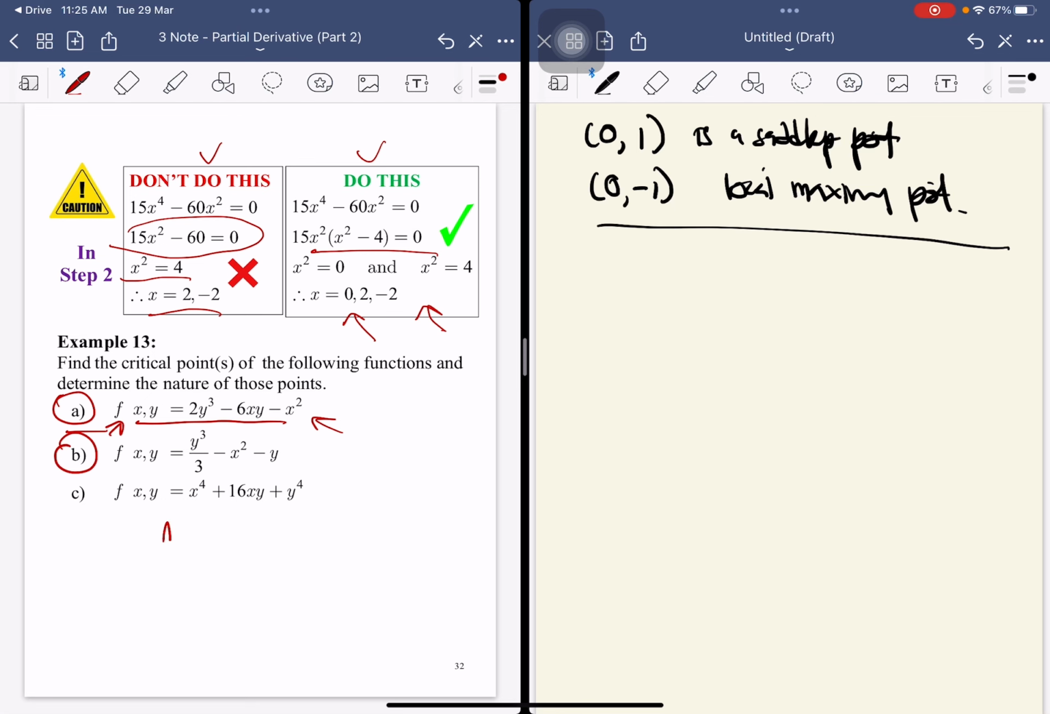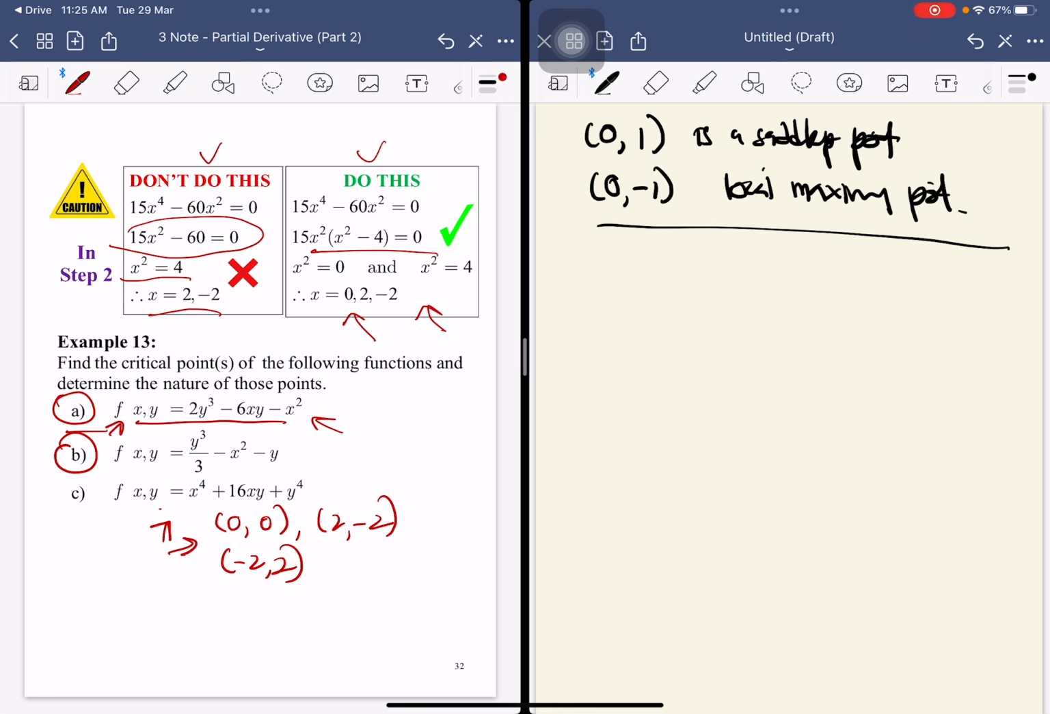For the last question, I'll just share with you the critical points. For this one, you should have 3 critical points: (0, 0), the next one is (2, negative 2), and the last one is (negative 2, 2). I want you to try to solve part C on your own, to see whether you are able to get these critical points before you move to the second derivative test, to classify whether each critical point falls into local maximum, local minimum, or saddle point.